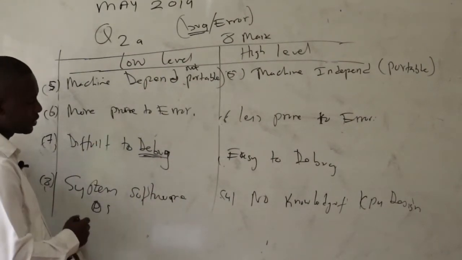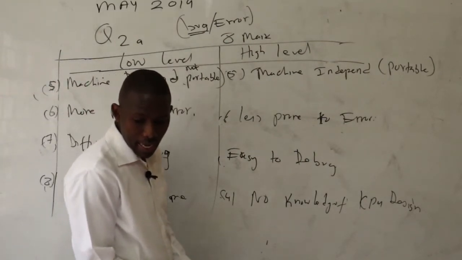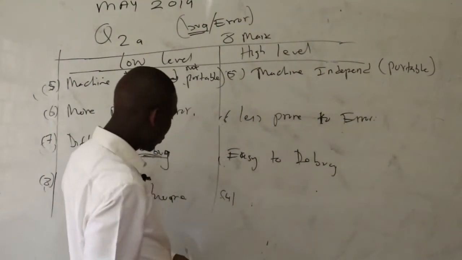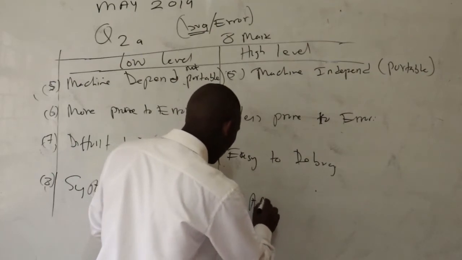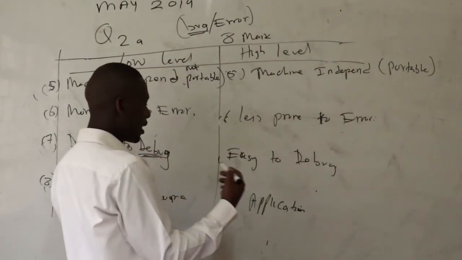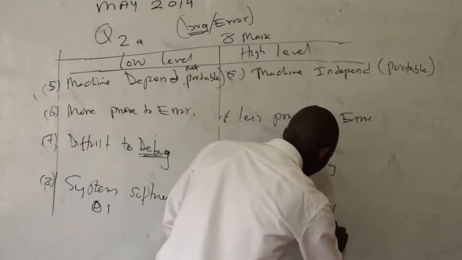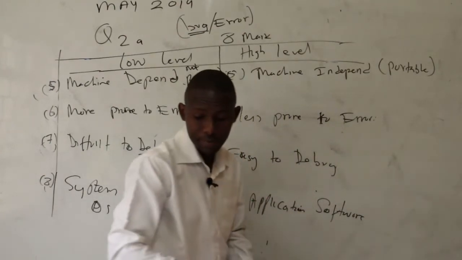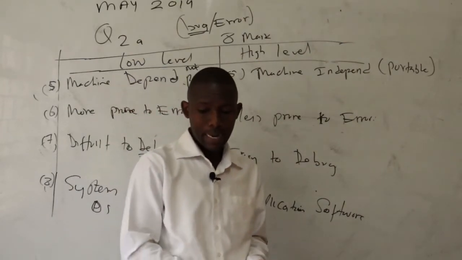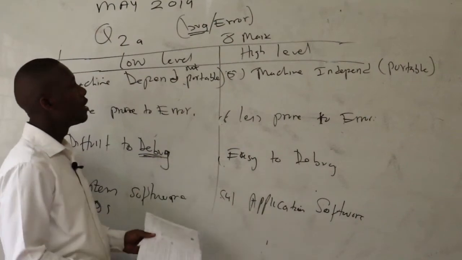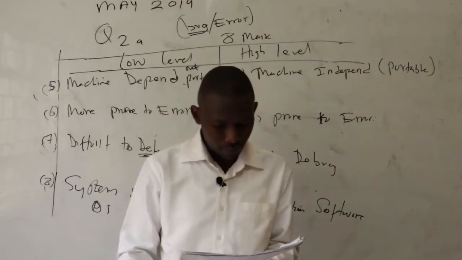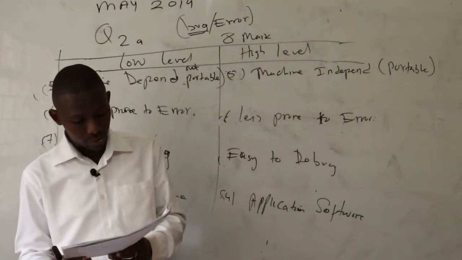So system softwares. But high-level languages are normally used to develop application softwares. Application softwares are softwares that are used by the user to perform specific tasks. Sometimes you can refer to them as desktop applications, others, websites, mobile softwares, etc. So those are the two distinguishing characteristics of high-level languages and low-level languages. 8 marks.